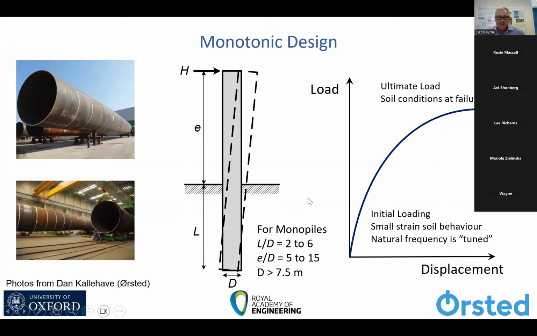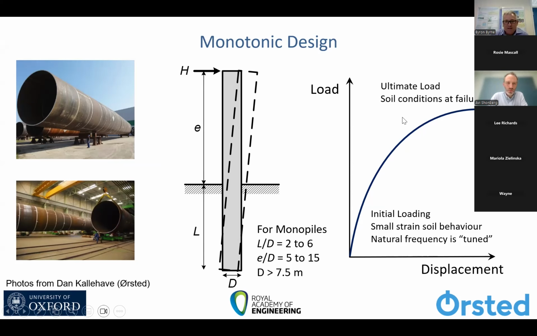So as Avi has mentioned, the monotonic design problem, in the end, I guess it's a fairly straightforward one. You apply a load to the top of the pile at some distance E above the ground, and you want to try to determine what is the load at ultimate capacity and what is the stiffness at small displacement. And we're going to see a few plots of load versus displacement, with load on the vertical axis and displacement on the horizontal axis. And a typical monotonic curve has a fairly stiff initial section, and then gradually plastically deforms, and you get maybe an ultimate capacity of some form.